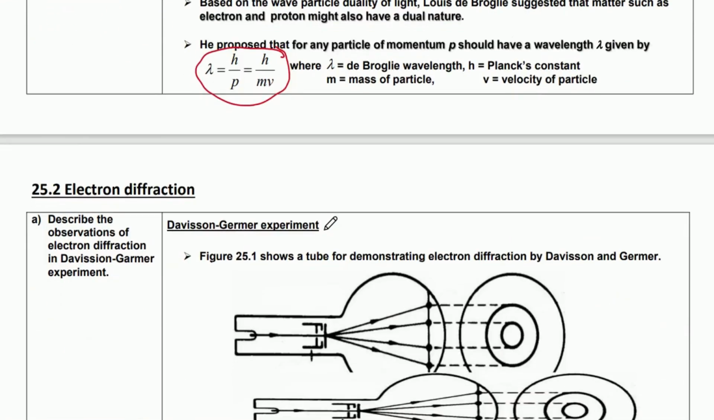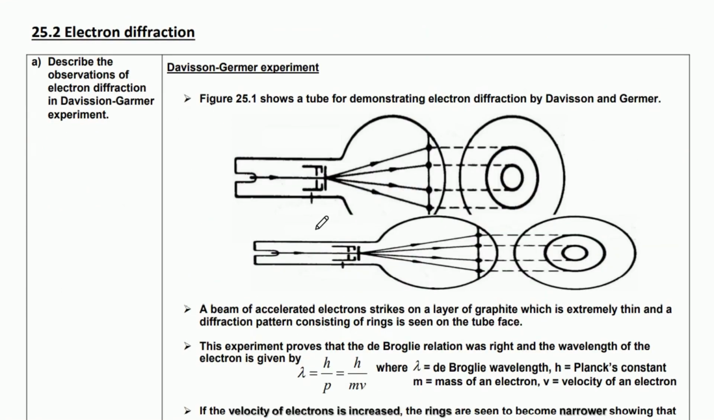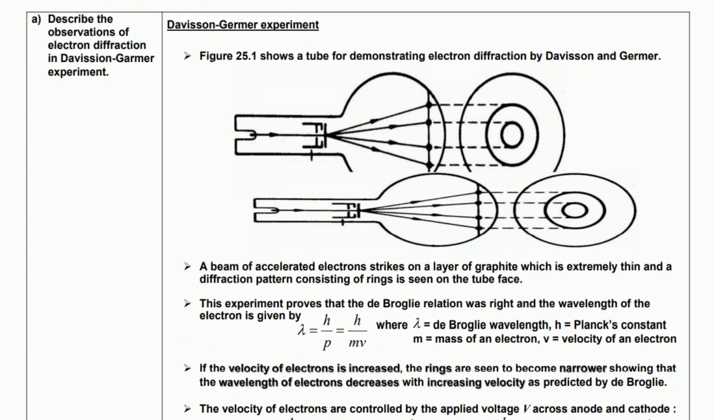Alright. Okay, sekarang kita akan tengok satu eksperimen. Okay, 25.2 electron diffraction. Describe the observation of electron diffraction in Davisson and Germer experiment. So, inilah eksperimen dia, Davisson and Germer experiment. So, figure 25.1 shows a tube for demonstrating electron diffraction by Davisson and Germer. Okay. So, a beam of accelerated electrons strikes a layer of graphite, which is extremely thin, and a diffraction pattern consisting of rings is seen on the tube face.